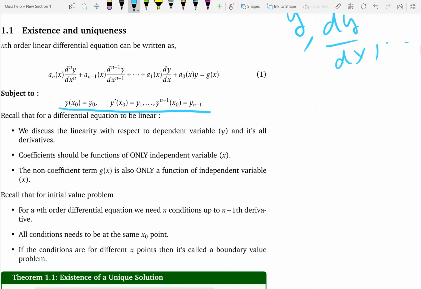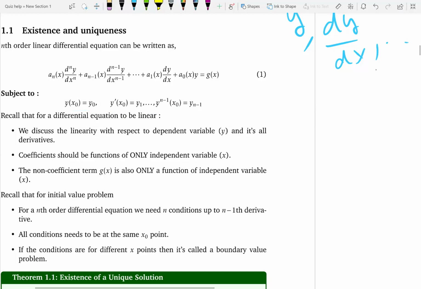Remember, we call that a boundary value problem. So if you have conditions for different x values, that's a boundary value problem. Otherwise, it's an initial value problem, considering the first 2 conditions satisfied. Okay, so we recall that.